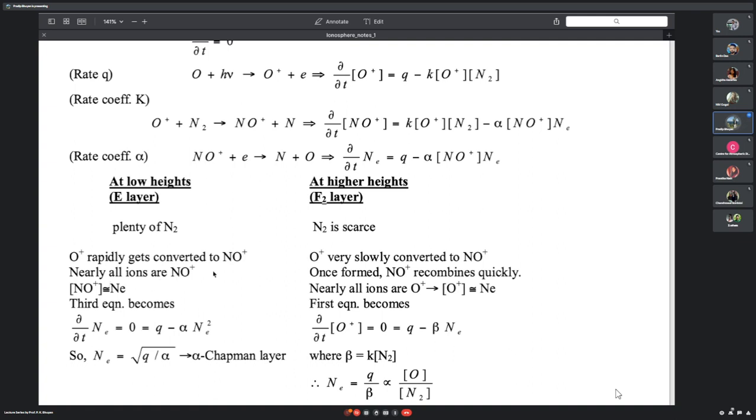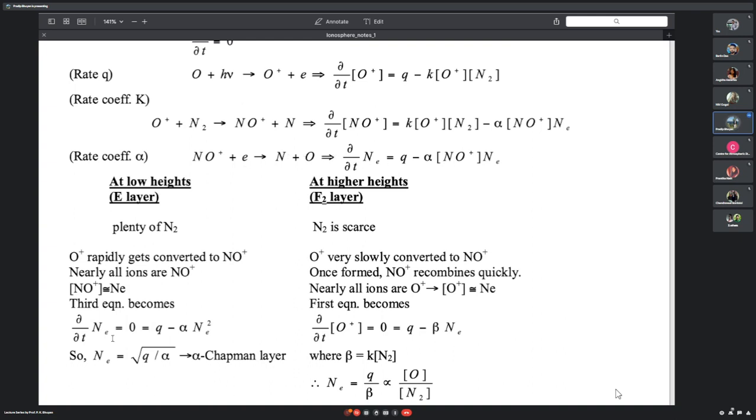So all ions here in the lower ionosphere, we are not talking about D, we are talking about E. So if we consider the E to be the lower ionosphere at this point of time, then here your NO plus is the largest number of species, you can see. So NO plus is nearly equal to Ne.